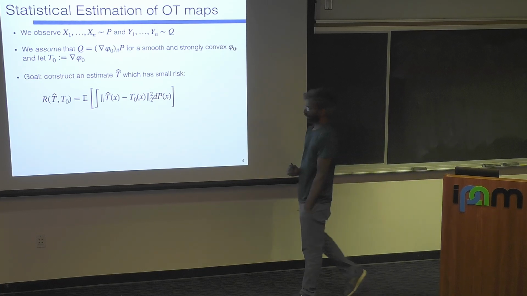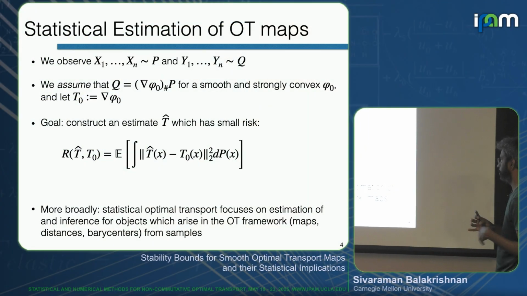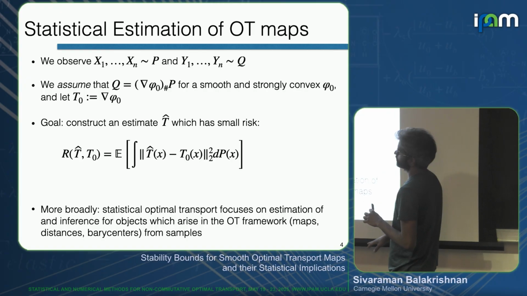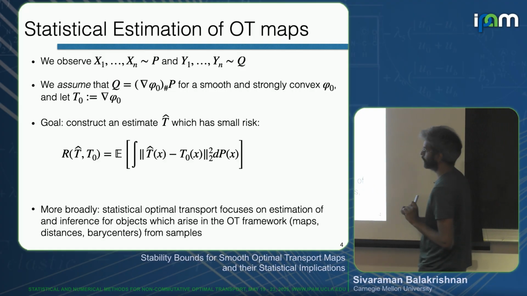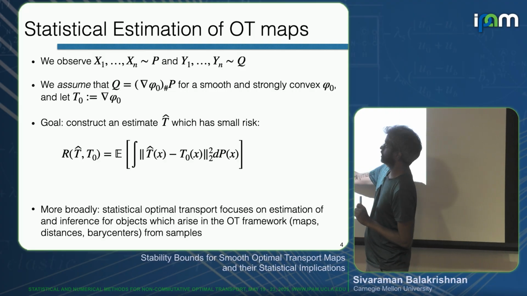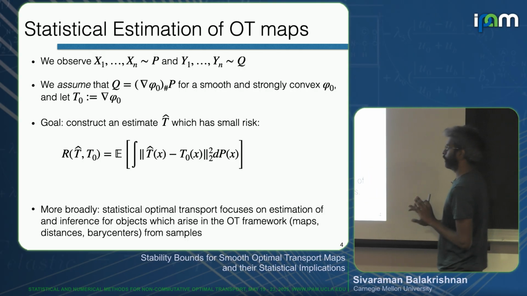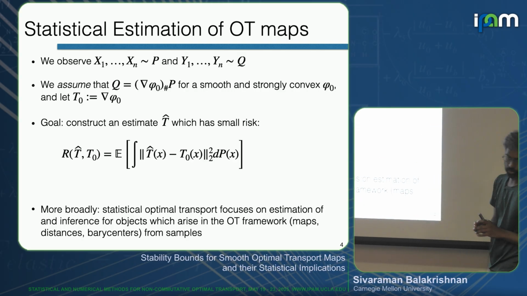Okay, great. And maybe more broadly, this is one of the basic questions in the field of statistical optimal transport. So statistical optimal transport maybe focuses on questions of estimation and inference for objects which arise in the OT framework, so things like the transport map, when you have samples from the distribution, so you have sample access to the underlying distributions.